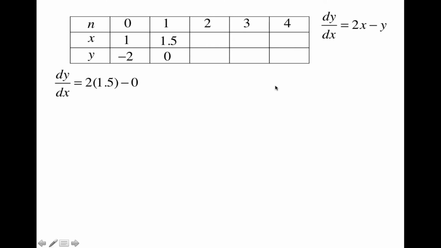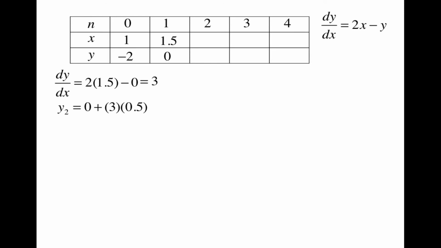So to find the slope for the next tangent line, I'm going to use the differential equation, but this time for x and y, I plug in my sub 1 point. So 1.5 for x and 0 for y. Simplify. This time I get a slope of 3.